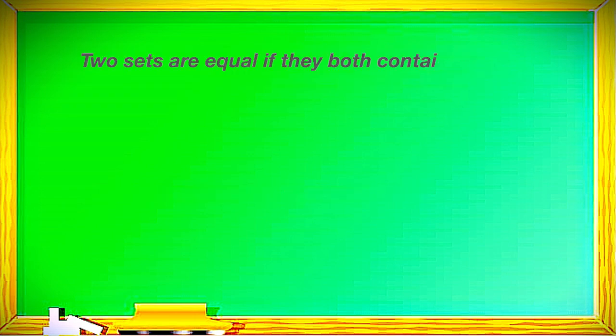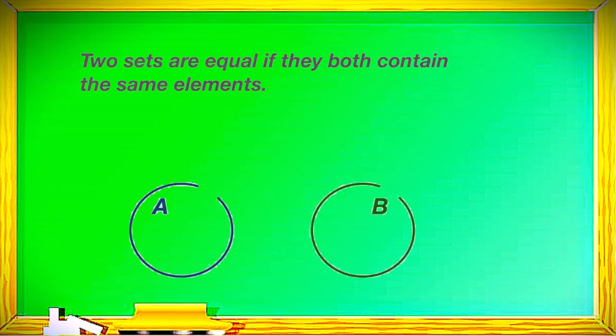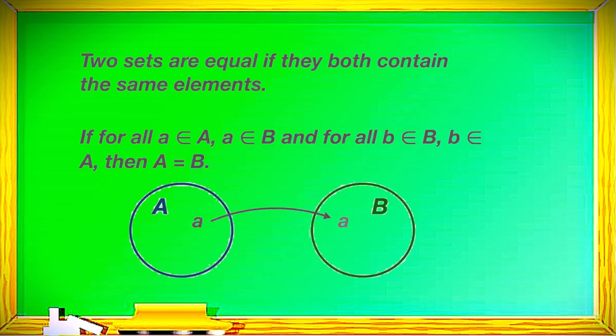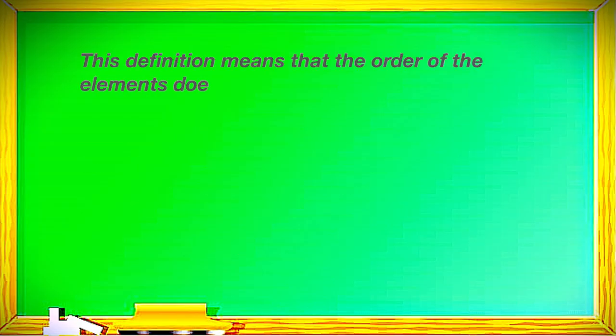Two sets are equal if they both contain the same elements. If, for all little a in capital A, little a is also in B, and for all little b in capital B, little b is also in capital A, then the sets A and B are equal. This definition means that the order of the elements doesn't matter. We only need to show that they share the same elements.